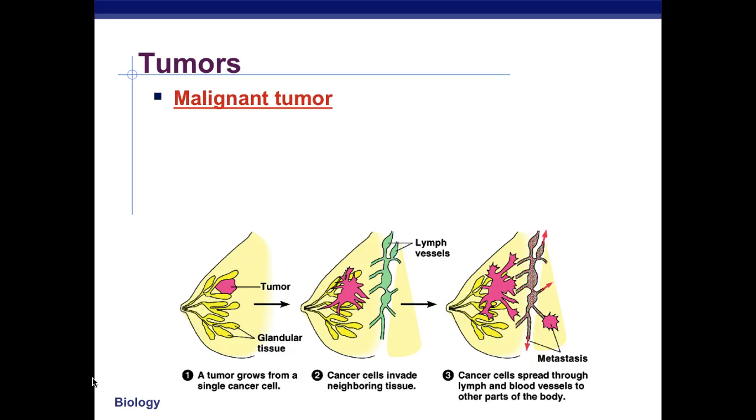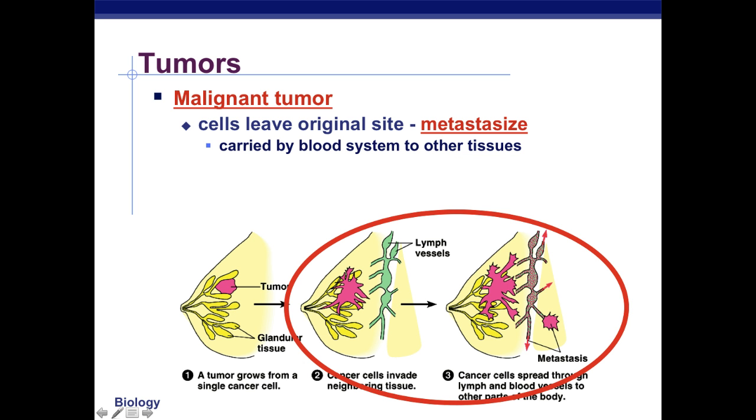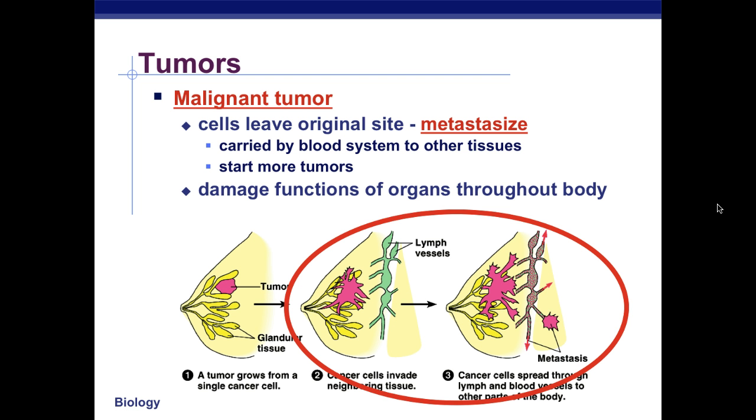So if a tumor is known as being malignant, the cells have left the original site. So if a tumor is malignant, it will leave the original site, so it will metastasize. It can be carried by the bloodstream to other tissues. So if it leaves just the mammary gland and enters into the lymphatic system and spreads to the other body, this can lead to bigger and worse issues because it'll start producing more tumors and can damage functions of organs throughout the body.